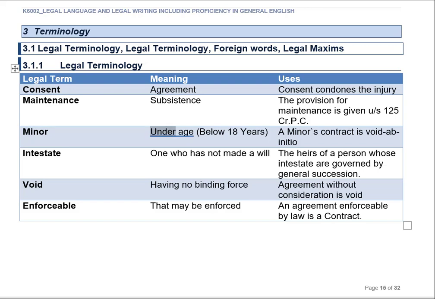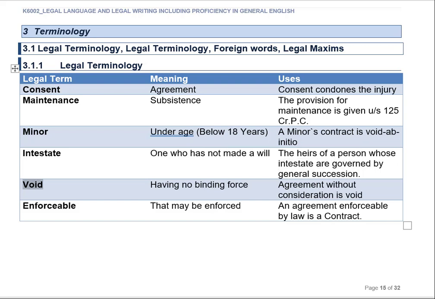Minor. Underage, below 18 years. A minor's contract is void ab initio. Intestate. One who has not made a will. The heirs of a person who is intestate are governed by general succession.